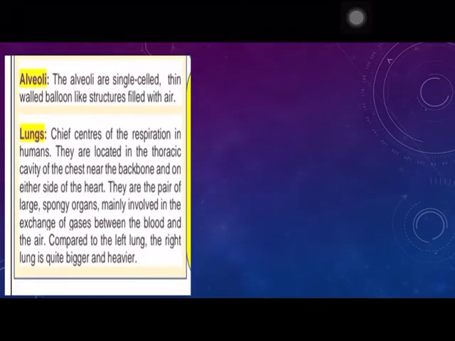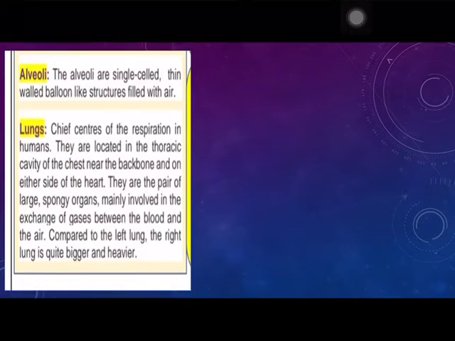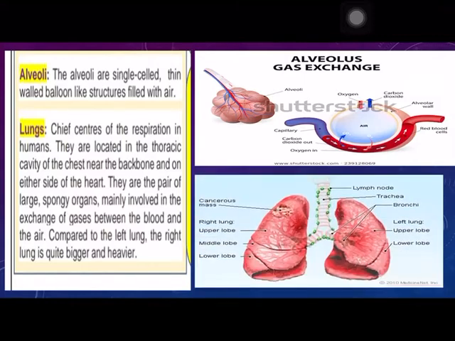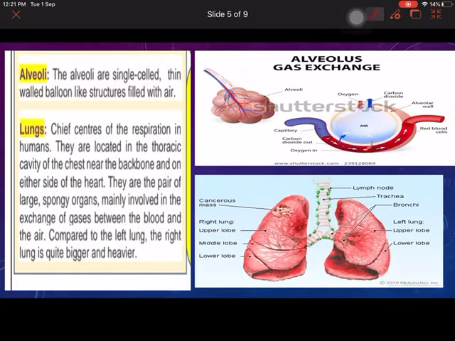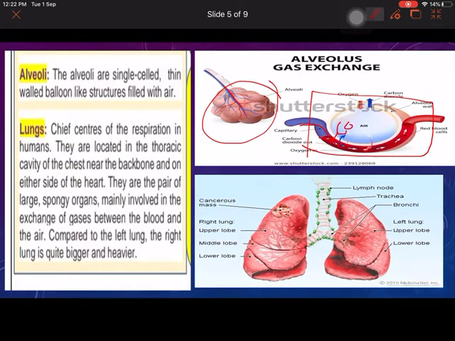Alveoli are single-cell, balloon-like structures. You can see from the figures also, these are balloon-like structures, and the exchange of gases takes place here. You can see capillaries bringing blood rich in CO2 inside the alveoli, and oxygen in the alveoli goes into the blood.